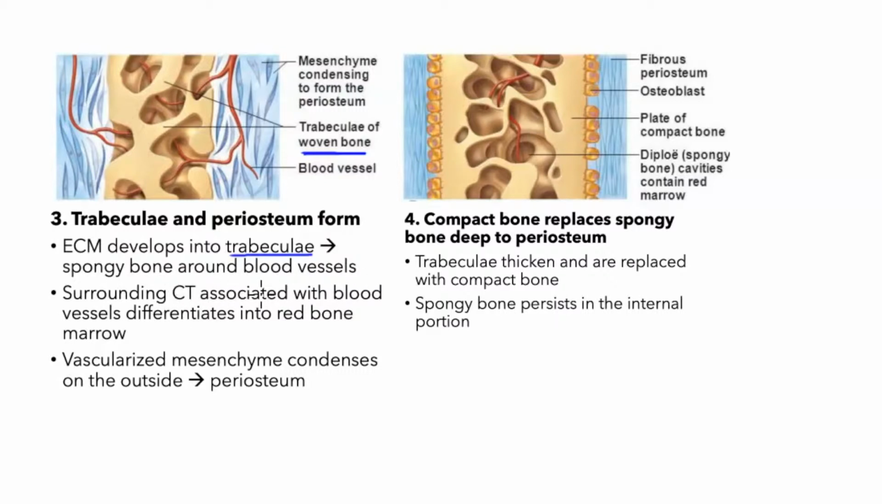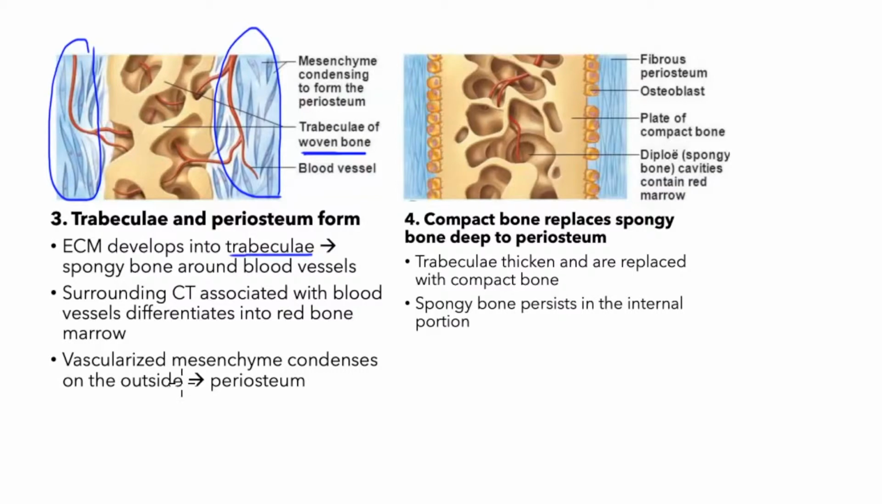The surrounding connective tissue associated with the blood vessels then differentiates into red bone marrow. And you actually see that in this picture over here. The diploid or spongy bone cavities contain red marrow. And then finally, the vascularized mesenchyme condenses on the outside of the bone. So all of this kind of bluish tissue will eventually condense to form the periosteum.